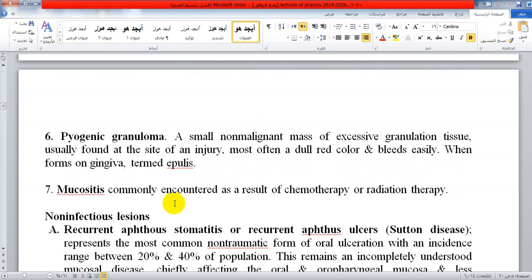Pyogenic granuloma, a small non-malignant mass of excessive granulation tissue, usually found at the site of an injury, most often a dull red color and bleeds easily. When it forms on the gingiva, we call it epulis. Mucositis is commonly encountered as a result of chemotherapy or radiation therapy.